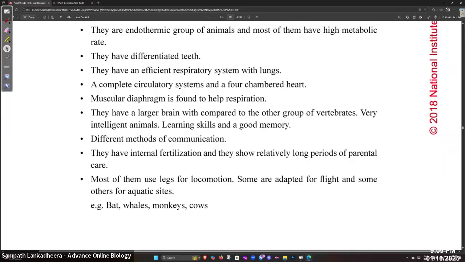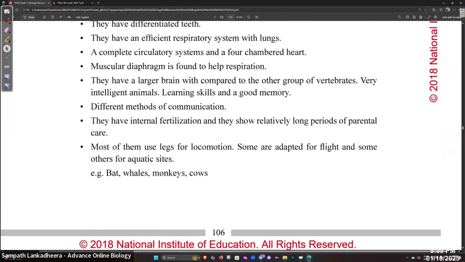Muscular diaphragm present. They have a large brain and, compared to other groups of vertebrates, are very intelligent animals. Different methods of communication are present, so they can talk with each other. And they have internal fertilization and show a relatively long period of parental care. So they look after the young ones like your parents. Most of them use legs for locomotion, some are adapted for flight, and some for aquatic life: bats, whales, monkeys, and crows.